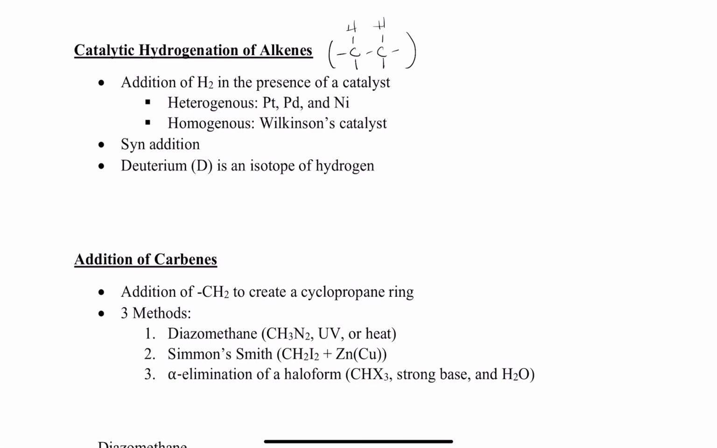We have platinum, palladium, and nickel, and those are said to be heterogeneous catalysts because they are in a different phase than our alkene. So these are often solids, whereas Wilkinson's catalyst is said to be a homogeneous catalyst because it's in the same phase as our alkene. This is going to follow the syn addition. Also, it's important to note that oftentimes we'll see deuterium on our alkene because it's scrambled with hydrogen. Deuterium is just an isotope of hydrogen.